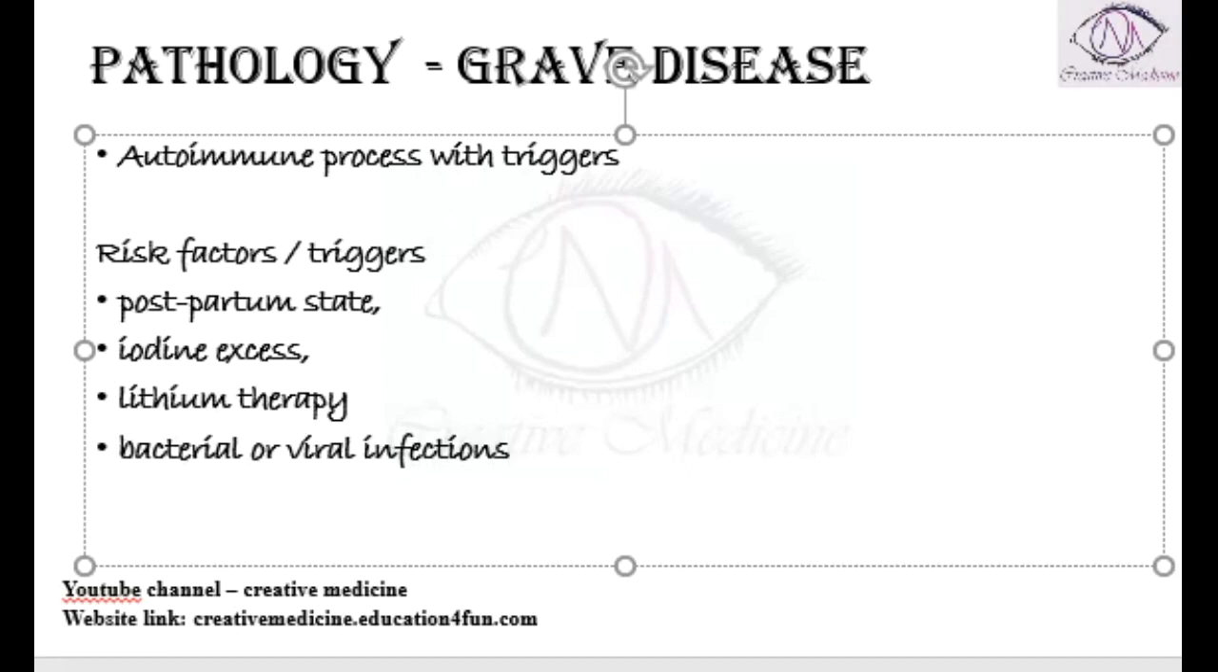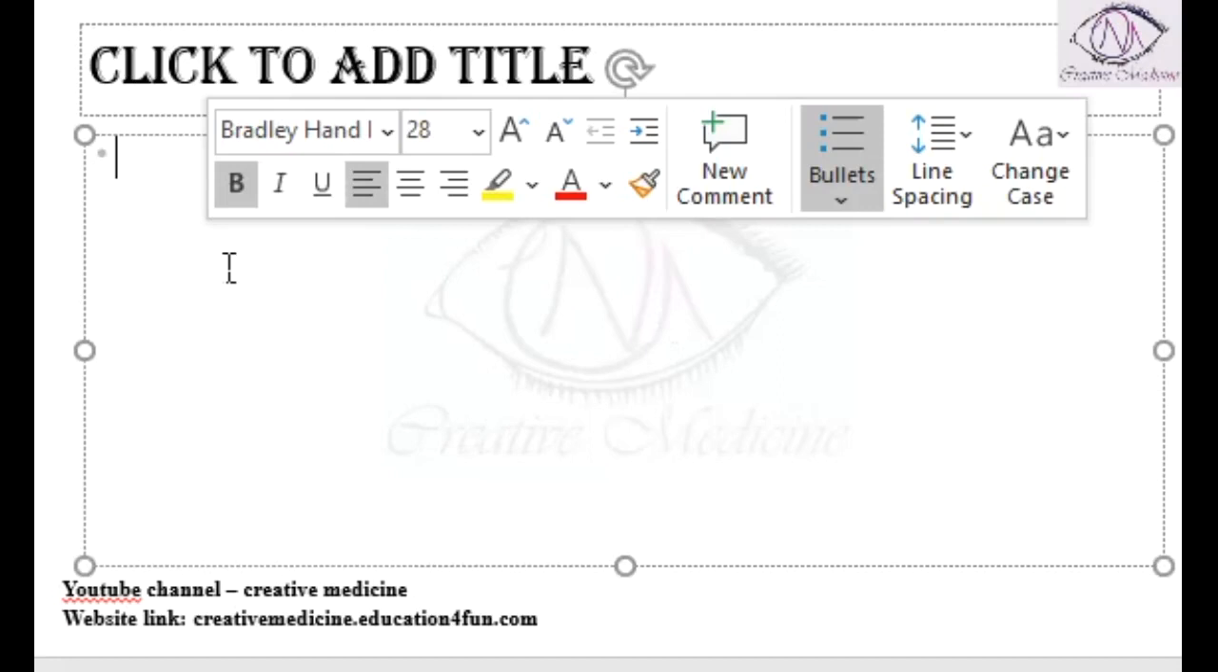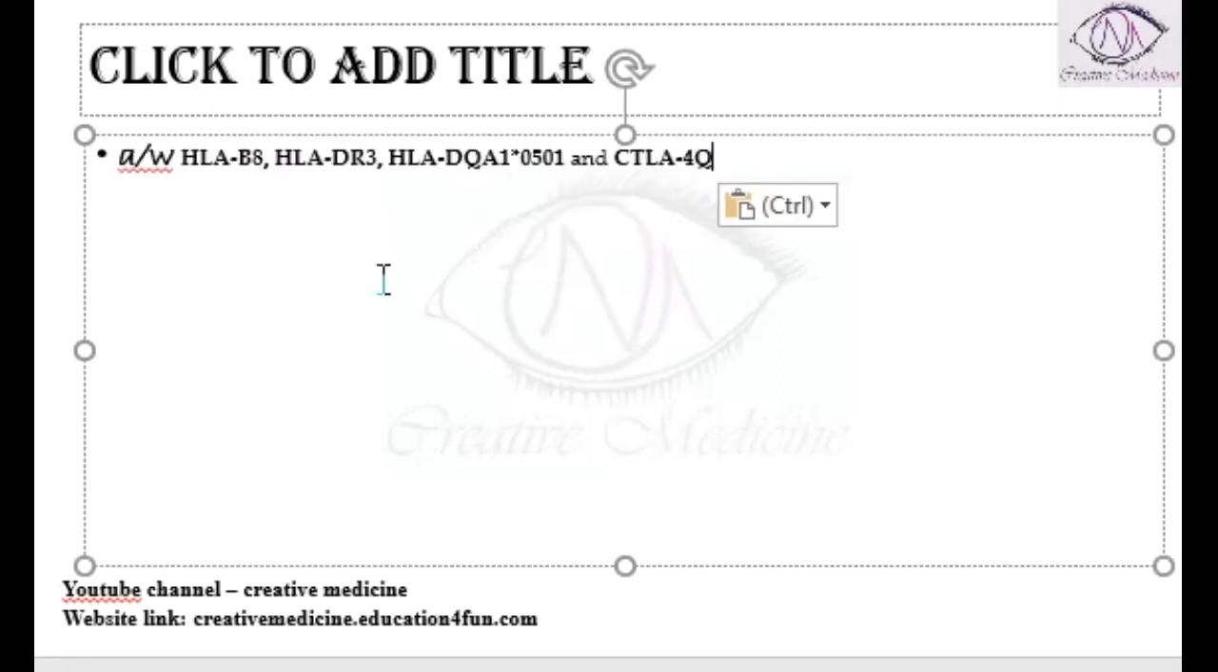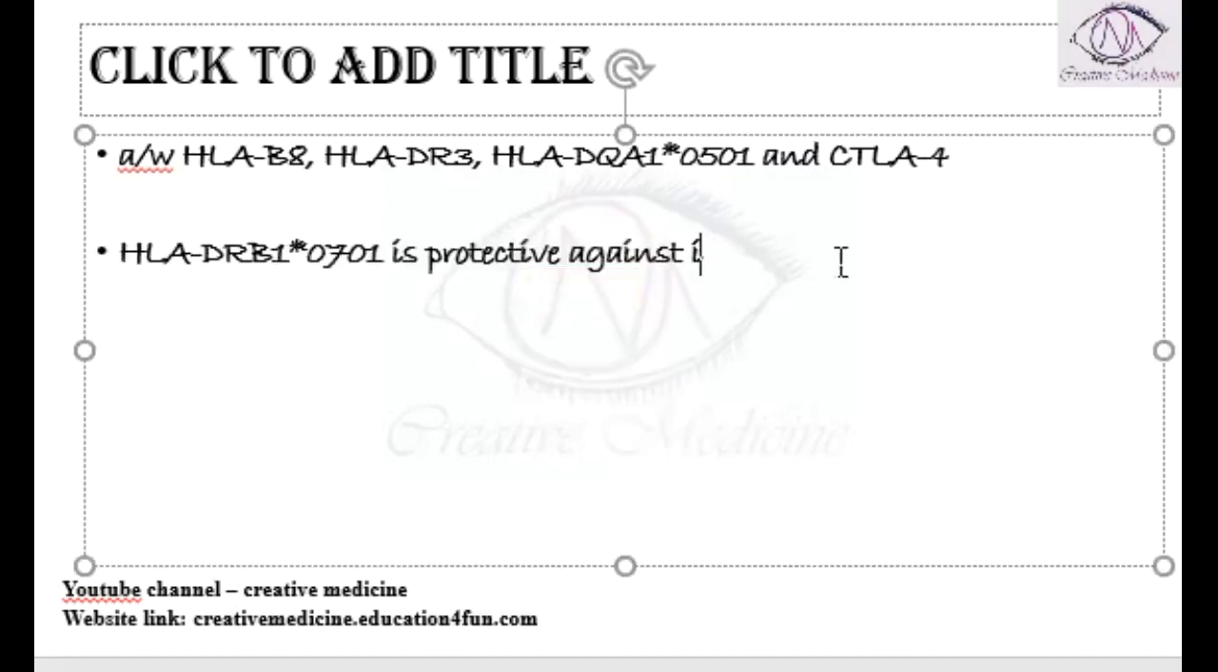It is an autoimmune process where you see the presence of antibodies, and Graves' disease is also associated with HLA antigens. Graves' disease is associated with HLA-B8, HLA-DR3, HLA-DQA1*0501 and CTLA4. Especially HLA-DRB1*07 is protective against Graves' disease. So this HLA-DRB1*07 is protective against Graves' disease.